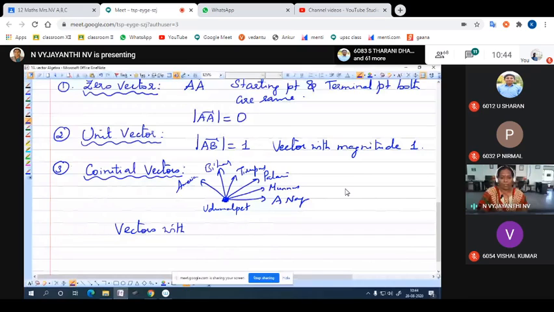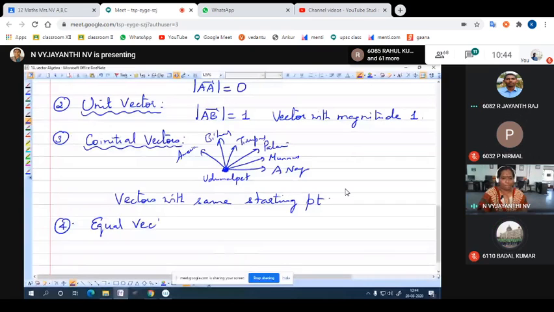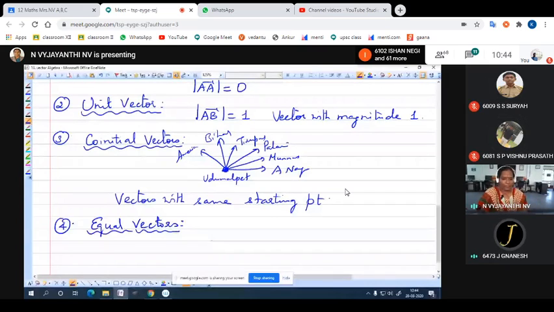Then, equal vectors. When do you say two vectors are equal? Magnitudes are equal and the directions are equal. A vector equal to B vector.